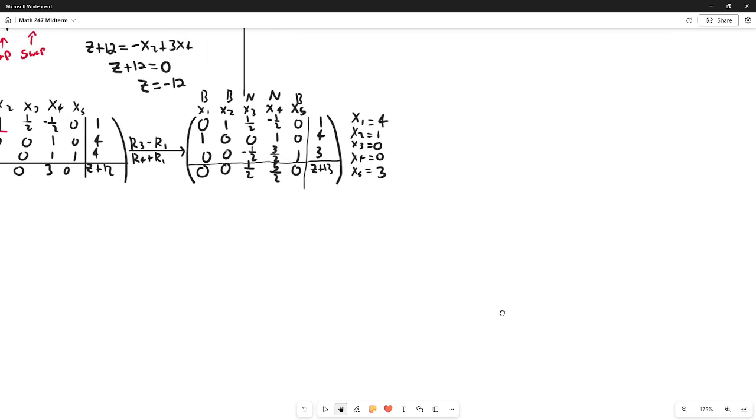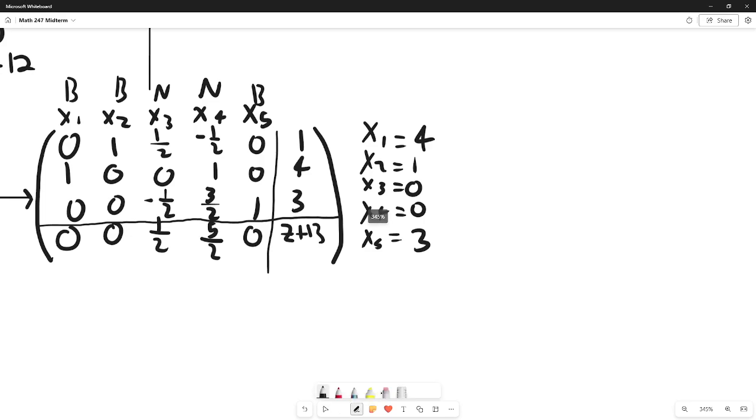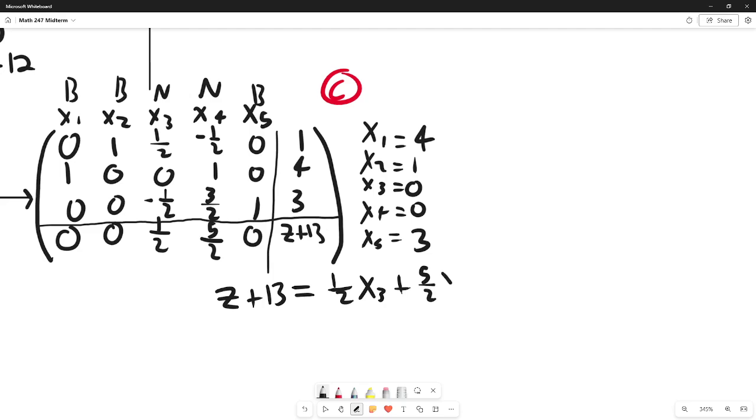So let's go down. And this is the point C, right? We see, well, what is Z equal to? Oh, sorry, what is C equal to? Well, that's z plus 13 is equal to 1 over 2 x3 plus 5 over 2 x4. We already know that x3 and x4 are equal to 0, so that's z plus 13 is equal to 0, or z is equal to negative 13. So c is equal to negative 13.